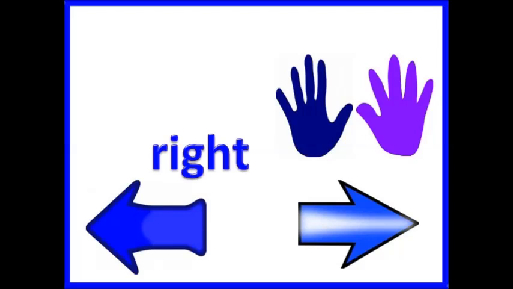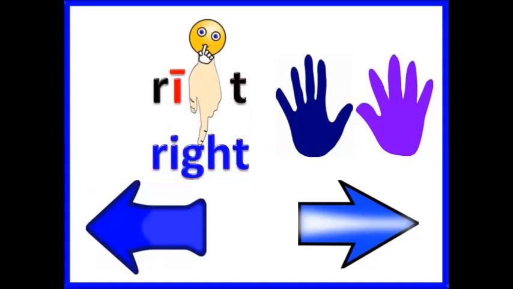Right. Okay, GH is silent. GH in this case makes no sound. Okay, now you see up there, there is a left hand and there is a right hand. There is a left arrow going to the left. There is a right arrow going to the right. Okay? Right.